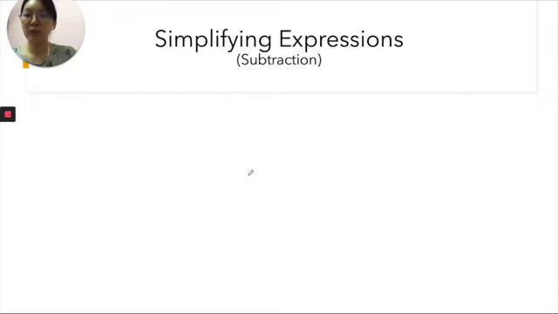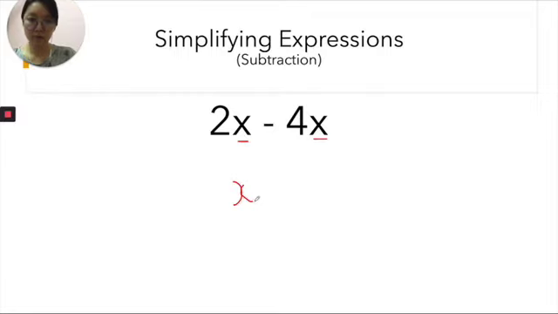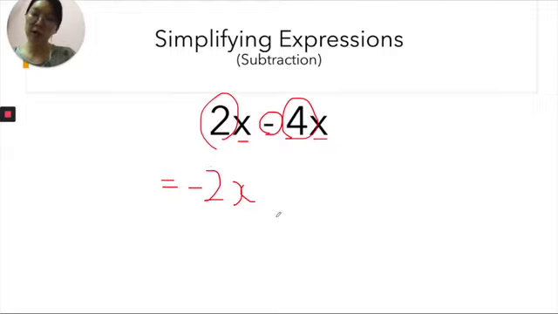Now simplifying expressions with subtraction. 2x minus 4x. Again, I'll check for like terms. Are they like terms? Yes. So I'll put the x down. And then I'll check the coefficient: 2, 4. Coefficient is a number in front of the variable. So 2 minus 4, I'll get equals to negative 2. So this is my answer.